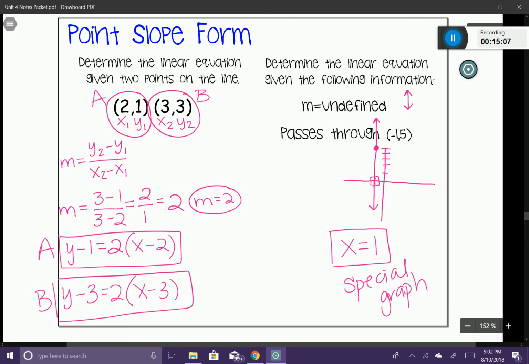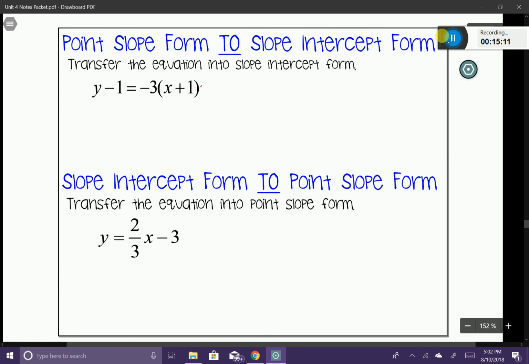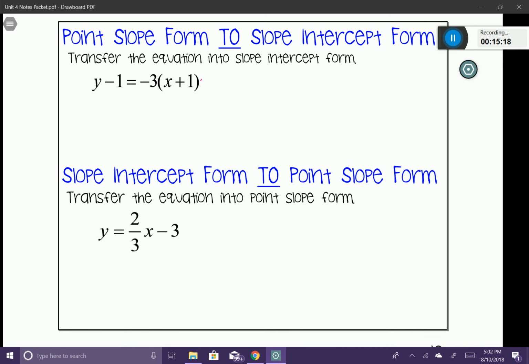Okay, now we're going to get into some really fun stuff. This is going to be kind of the meat of this unit and some of the next unit, where we're going to be talking about transferring from one form of an equation to another form. So I'm going to start by showing you how to do this, and then we're going to be building on this as we go along and learn the other form. So let's start and take this equation that is a linear equation, and it's in point-slope form, and we want to transfer it into slope-intercept form.